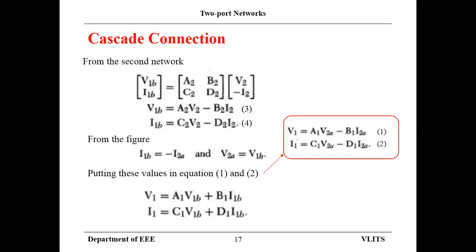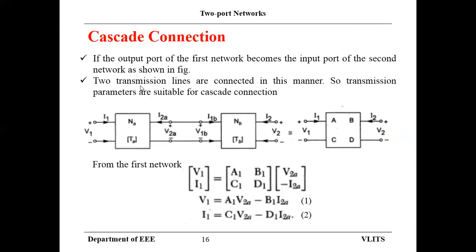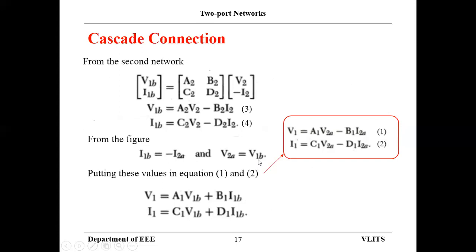From the figure you can see these two are in cascade connection. The output of the first network is the input of the second network. The output voltage of the first network is V2A and the input voltage of the second network is V1B, which means V2A is equal to V1B. Of course, voltages don't have directions, but V2A is equal to V1B.